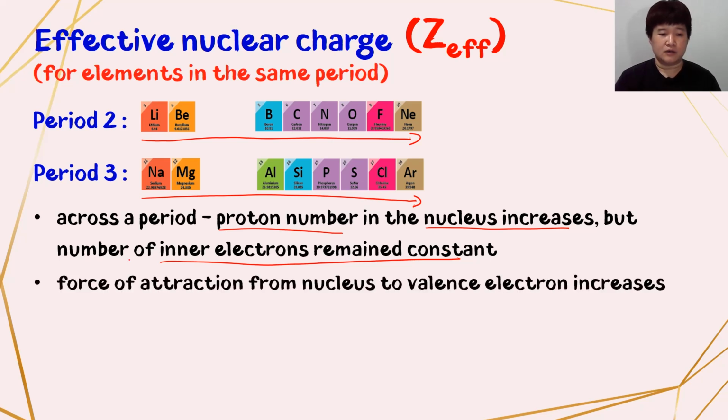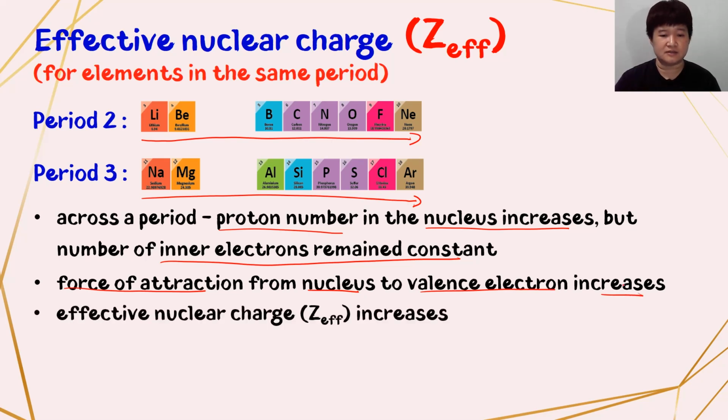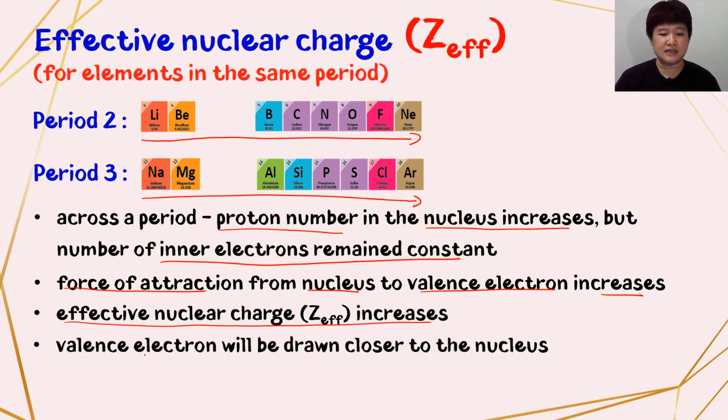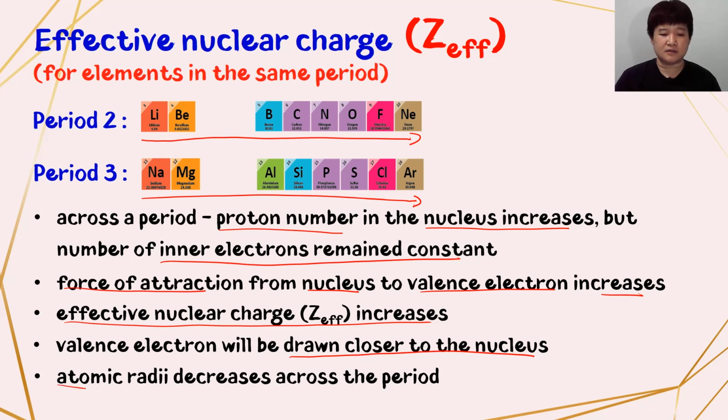And therefore, the force of attraction from the nucleus to the valence electron increases. When the force of attraction increases, the effective nuclear charge increases. As a result, the valence electron will be pulled closer to the nucleus. Therefore, atomic radii will decrease when you move across the period.